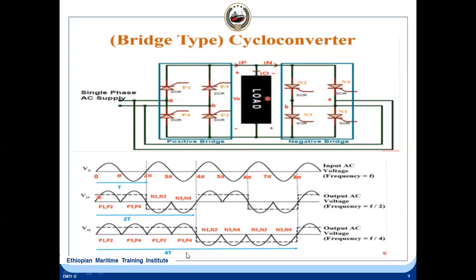So the frequency again, it will become 4T, meaning the frequency is getting reduced, because time period is equal to the inverse of frequency. Time period is 1 by f. So if T is equal to 1 by f, 2T becomes 25 hertz, 4T becomes 12.5 hertz. So the frequency is reduced. This is the way a cycloconverter works.